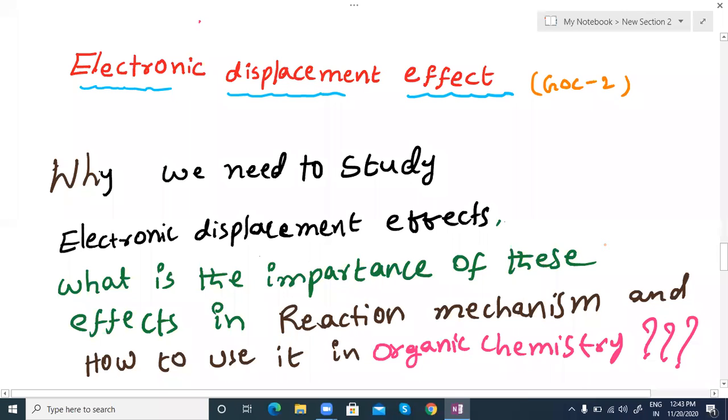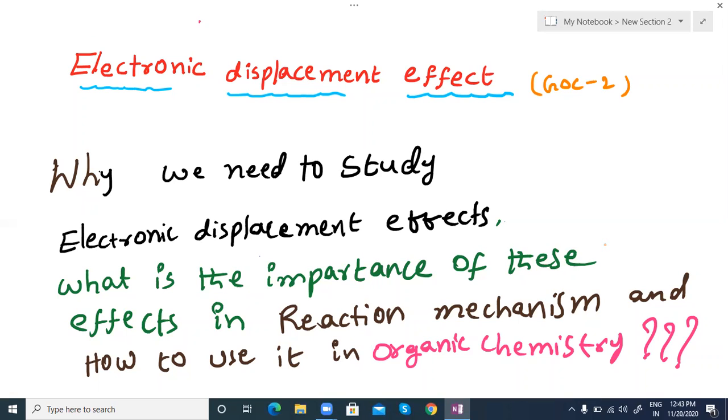Electronic displacement effects. In this video, I'm going to be explaining why we need to study electronic displacement effects, what is the importance of these effects in reaction mechanisms, and how to use them in organic chemistry. This is more important if you know these applications and where exactly you have to use these things. Then, if you know these things, we can solve any level of question, whether JEE, NEET, or board.